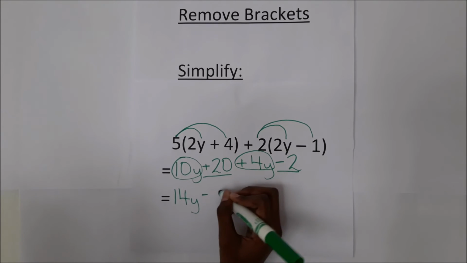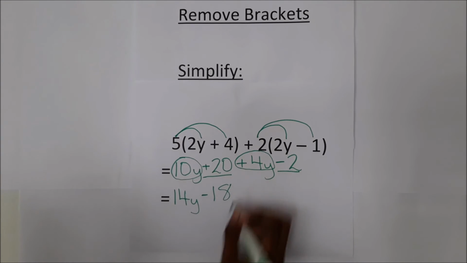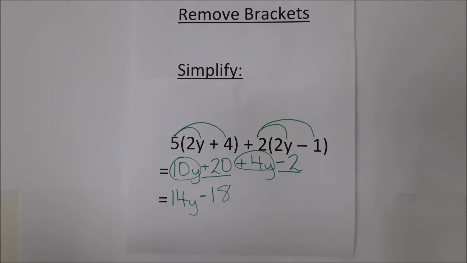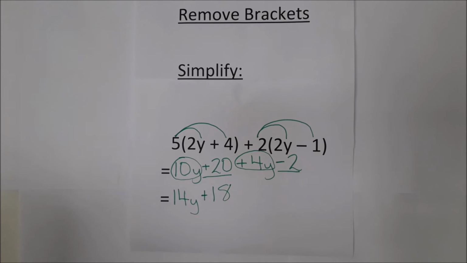Minus 18. Why would you put minus? Is the bigger number 20 or 2? 20. What sign is in front of the 20? Positive sign. Right, so the sign has to be positive. Right away you look at the sign, but you look at the numbers and see which one is the larger number. 20 is larger than 2, so what sign would you put? Not negative. Positive, and you subtract and you get 18.